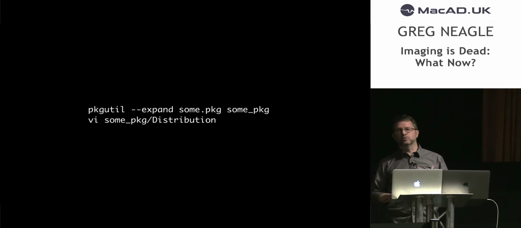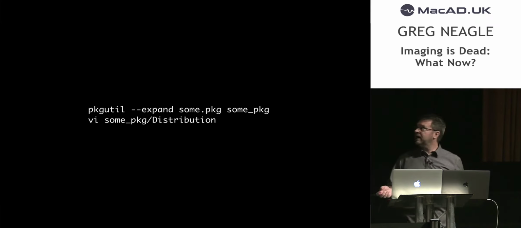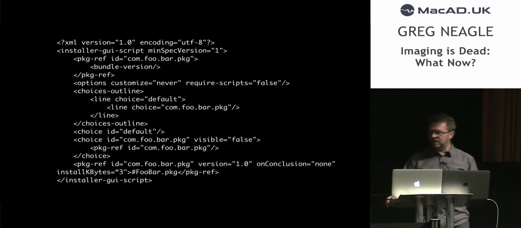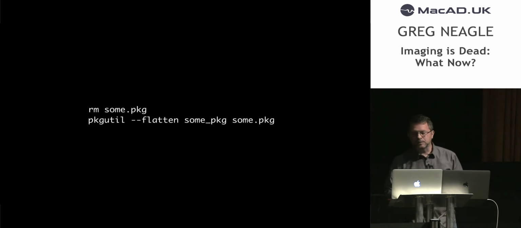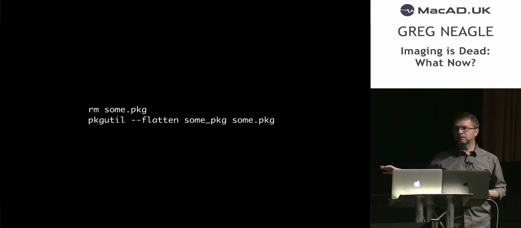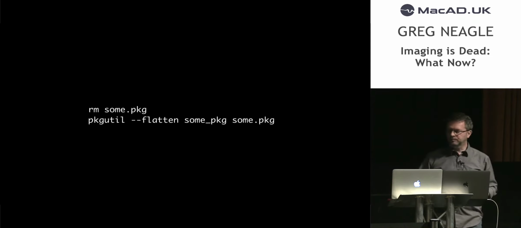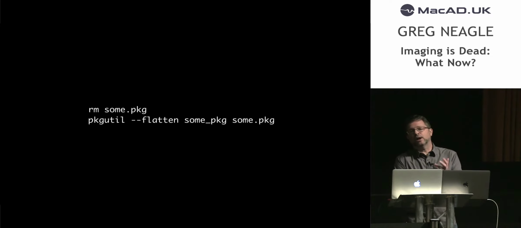If you have an existing third-party package, a vendor package that is missing that, you could expand that package out. You could edit the distribution file. You could stick in a product ID, and then flatten the package back out. That has the side effect of stripping any signing out of the package. Fortunately, the macOS installer doesn't seem to care about that, and it will happily install unsigned packages. It's not a great workaround, but it's something you do have to do right now. I am 99% confident that this will be fixed in a future release of High Sierra. It has not been fixed yet.